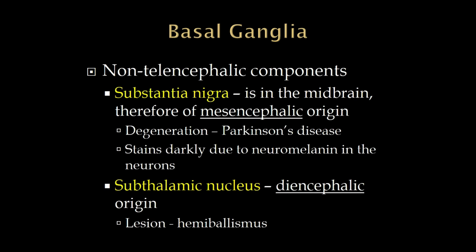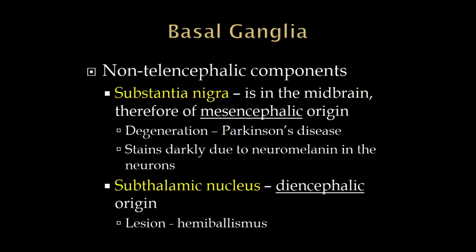This shows up quite easily when we do brain sections because of the darkly staining neuromelanin. So you can readily identify the substantia nigra, and at autopsy, a pathologist can just look and see, are there a lot of pigmented neurons in the midbrain? If so, the patient doesn't have Parkinson's disease. If there is an absence, then the patient probably has Parkinson's disease.